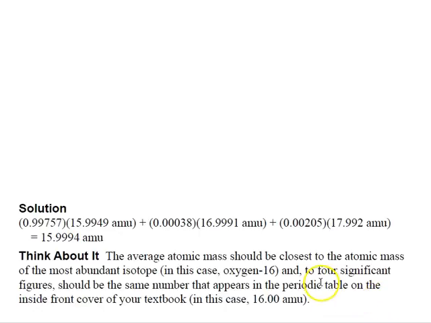Keeping true to the significant figures, we get a value with 4 decimal places, and this should be relatively the same number that appears in the periodic table. Some of the periodic tables don't go to 4 decimal places out. A lot of them will do 16 for oxygen, which has just been rounded to that 4 significant figures. Okay.